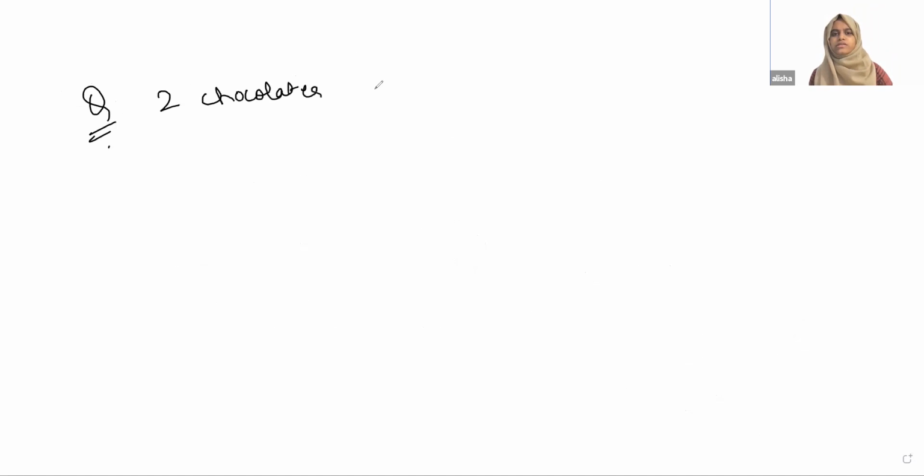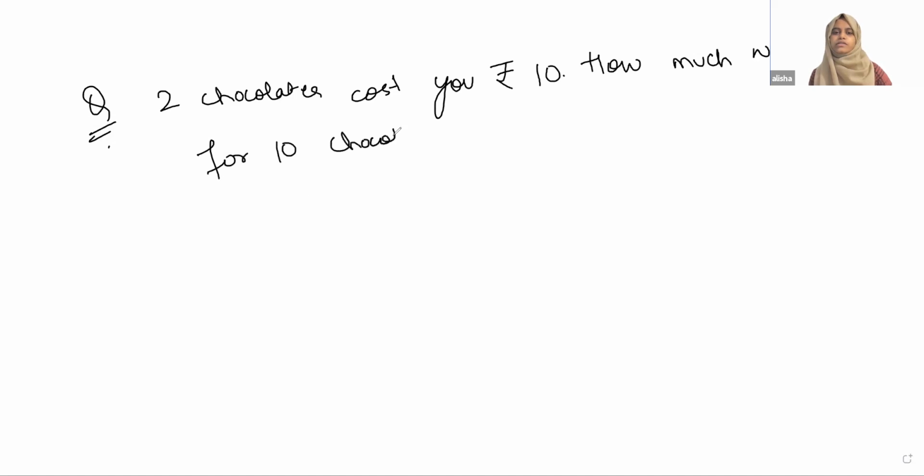2 chocolates cost you rupees 10. How much will it cost for 10 chocolates? 50 rupees.